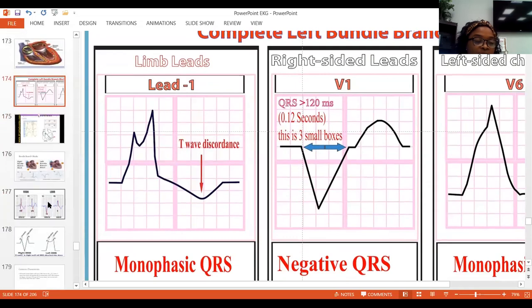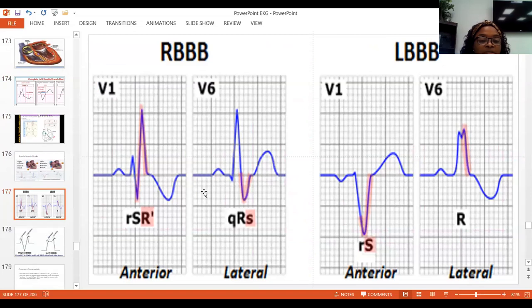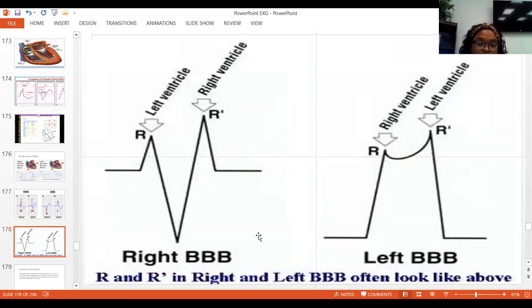Okay, here yet again, just another view. Same thing. And like I said, the highlighted area is what you'll be looking at in these leads. So again, you just choose the slide that best speaks to you, and then you're going to make you an illustration of that slide for your reference and your study material. Okay. Here again, another view. And these are your QRS complex, okay?